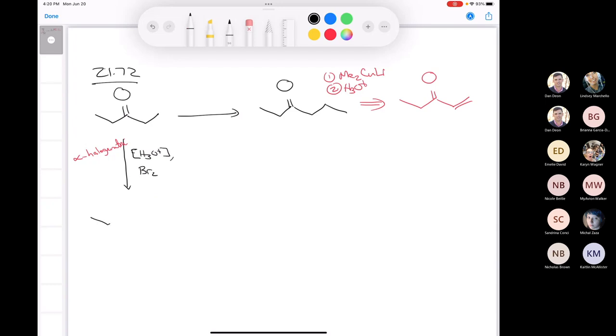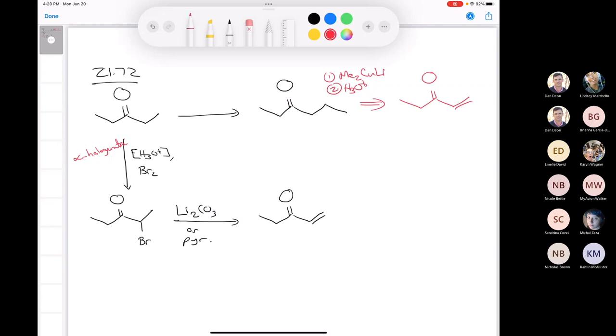And that's going to give us the alpha bromo ketone. In this case, you could call it an alpha halo ketone, but the alpha bromo ketone. And then to do the elimination to form the double bond, there are several bases that you can choose. You could choose pyridine, you can choose lithium carbonate. Let's just put both of them. We'll put lithium carbonate or pyridine. Either one would work. They're both perfectly fine.